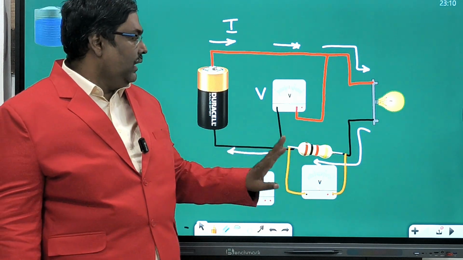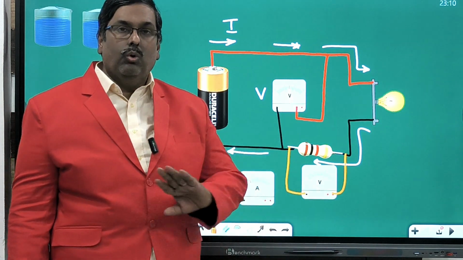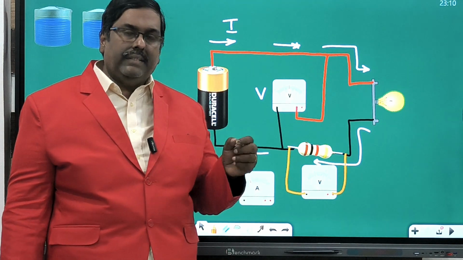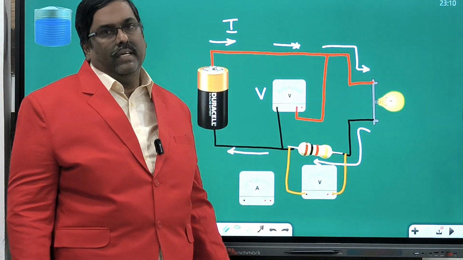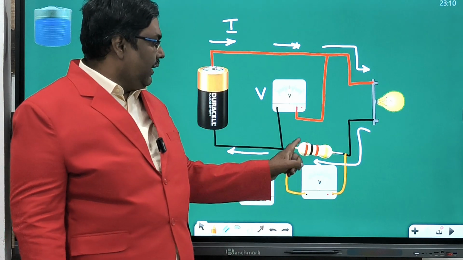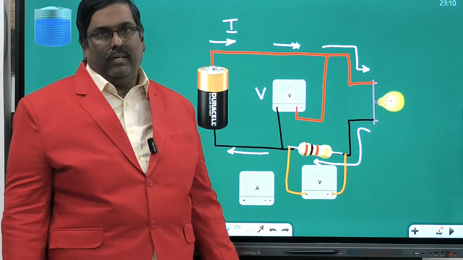So we have only the voltmeter. There is no ammeter. An ammeter means a voltmeter with the resistance. They are supplying it with the resistance, and accordingly the value is calculated.